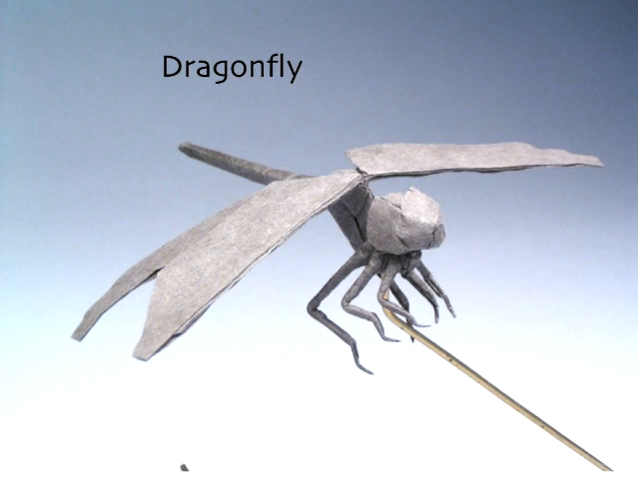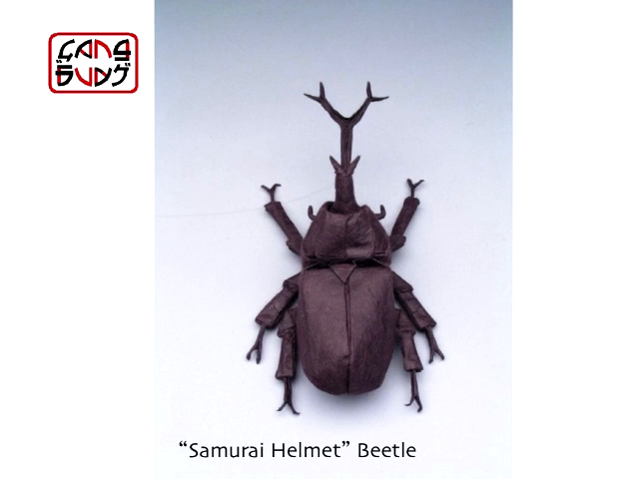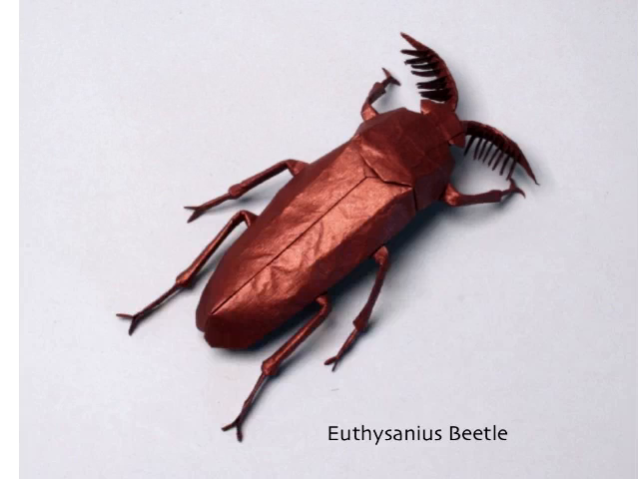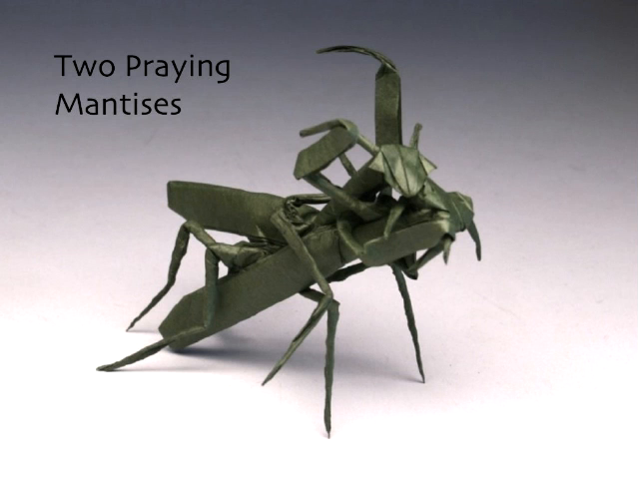So not just the spider that I used as an example, but we can do a dragonfly with 6 legs and wings, or a beetle, and even more complicated beetles, the Japanese horned beetle, Eupatorus gracilicornis, which is a famous 5-horned beetle, even beetles that have feathers on their antenna. We can make long-legged shapes like praying mantises. We can even make more than one subject, like 2 praying mantises, still from a single uncut square.